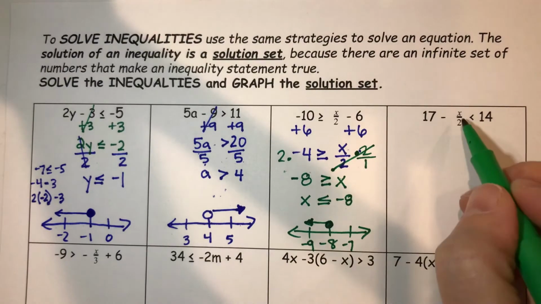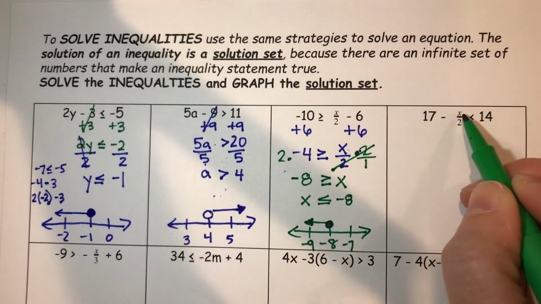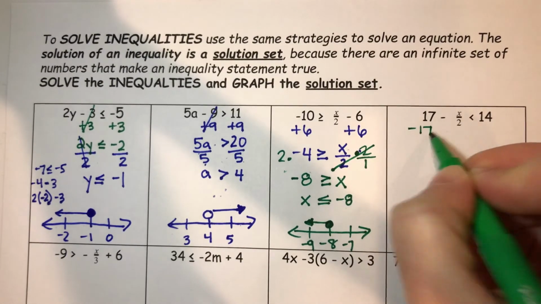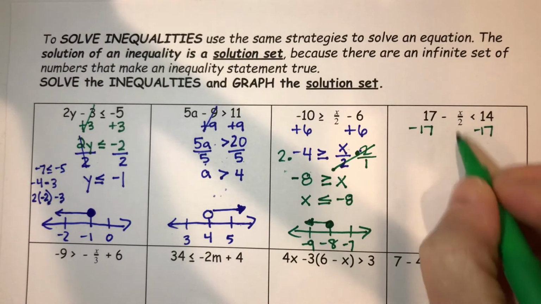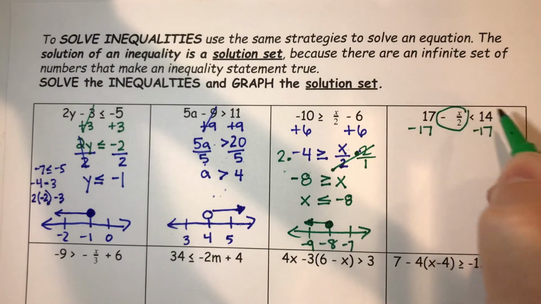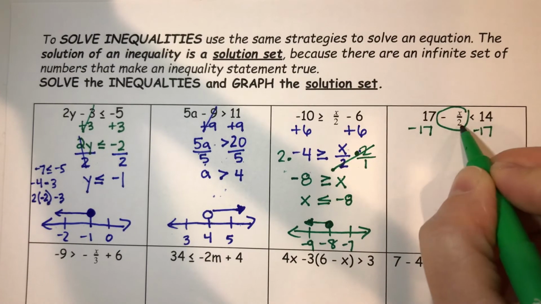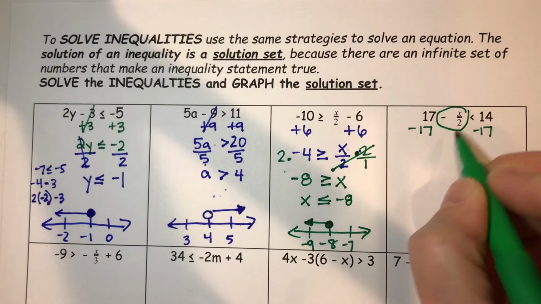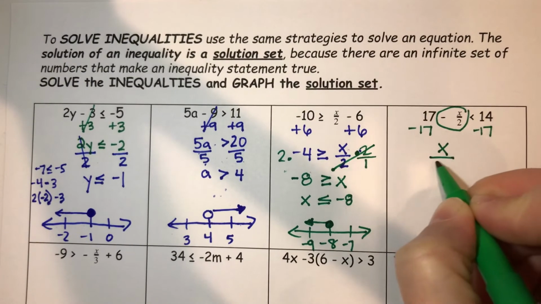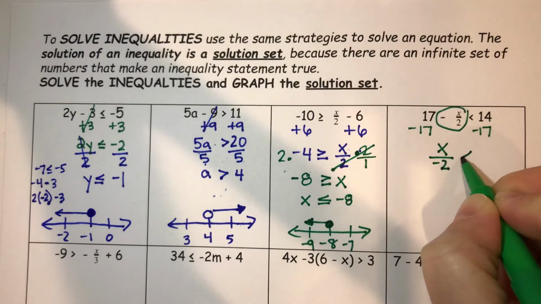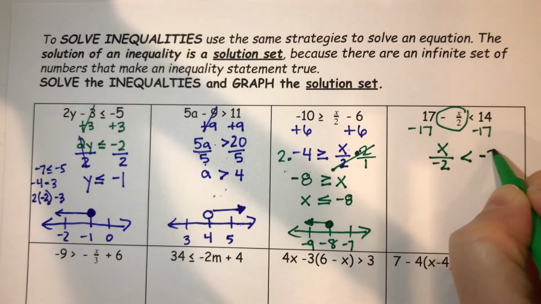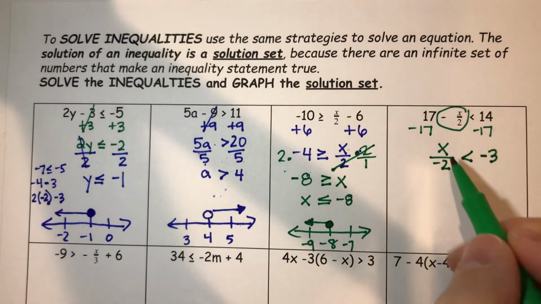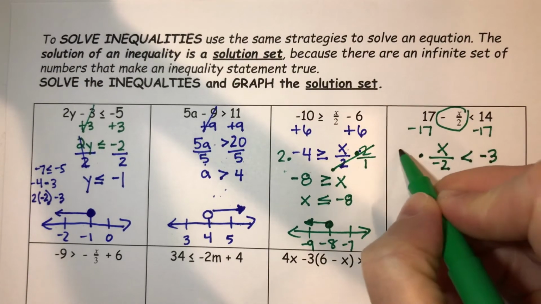All right, here again, my goal is to isolate x. I want to get x by itself. First thing I have to do is subtract 17. So remember, this sign goes with this number, and I'm going to rewrite the negative with the 2, just to help make sure I don't lose it. So x divided by negative 2 is less than negative 3.